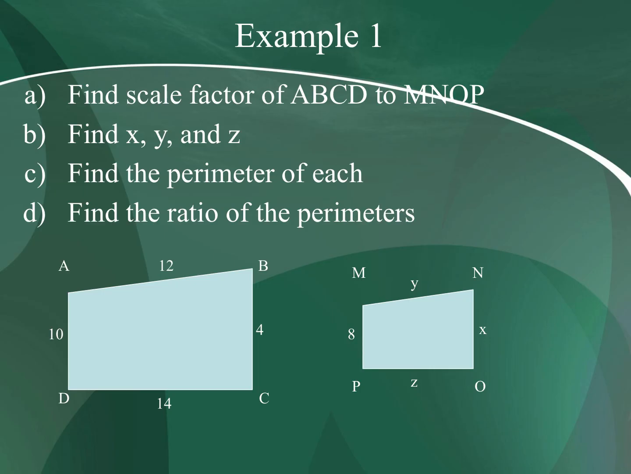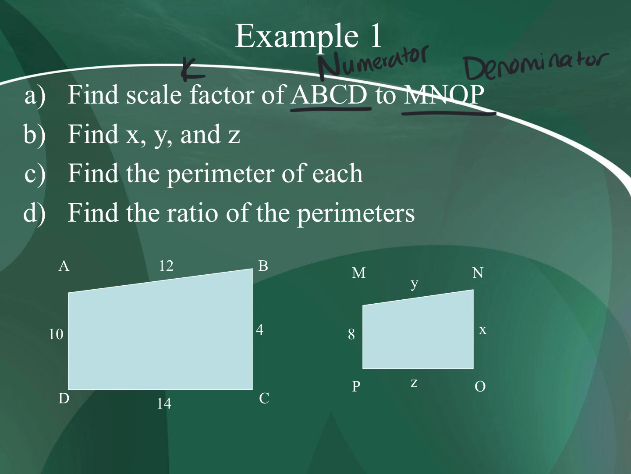In the next example, it wants us to find our scale factor. Just put a K there on top of scale factor of ABCD to MNOP. In this one, it gives us direction. The first shape will always be your numerator. Put an N over it for numerator. And guess what the second shape then has to be? Your denominator.